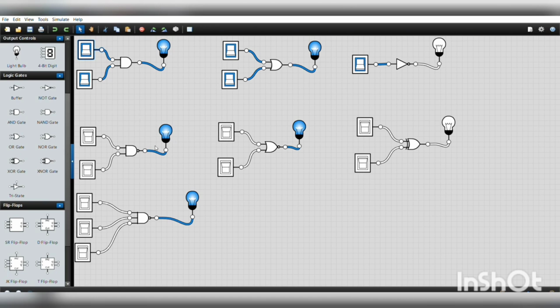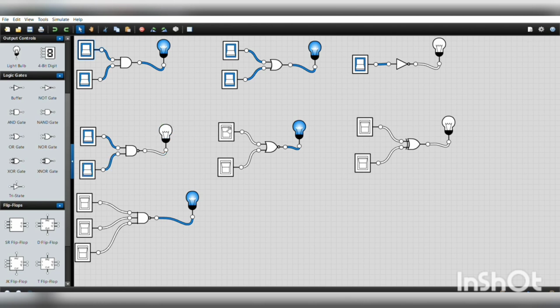Then we have implemented the NAND gate, a 2-input NAND gate. The NAND gate is nothing but the combination of the AND gate and the NOT gate. As per the truth table, when both the inputs are 0, your output is 1. When you give the input as 0 and 1, your output is still 1. When you give the input as 1 and 0, your output is 1. And finally, when you give the inputs as 1 and 1, your output is 0.